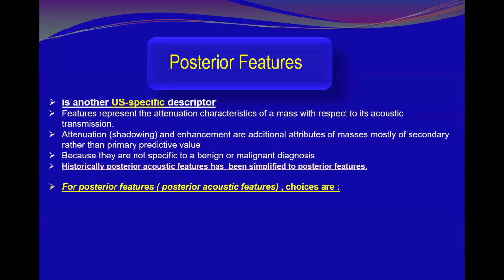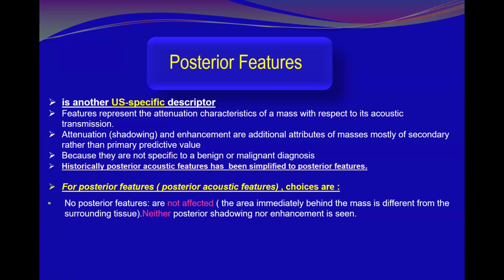Okay, so this was previously called posterior acoustic features, but has been changed to posterior feature only. Now the descriptor since the 5th edition is posterior feature. No posterior feature, or not affected, means the area immediately behind the mass is not different from the surrounding tissue. It is the same as the surrounding tissue. There is neither posterior shadowing nor enhancement.